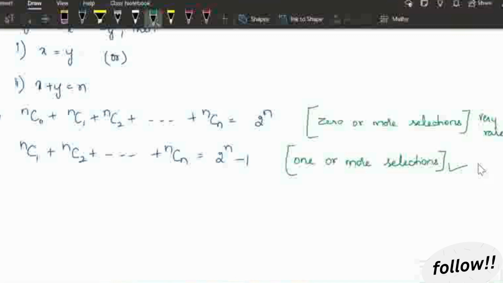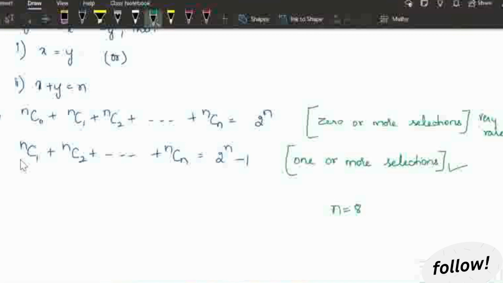They might ask you, like, a person has 8 friends. In how many ways he can invite one or more of them to his birthday party? In such case, he has 8 friends, right? So n is 8. The number of ways in which he can invite one or more of his friends, it means he can invite one friend, or he can invite two friends, or he can invite three friends, or he can invite all the friends also.